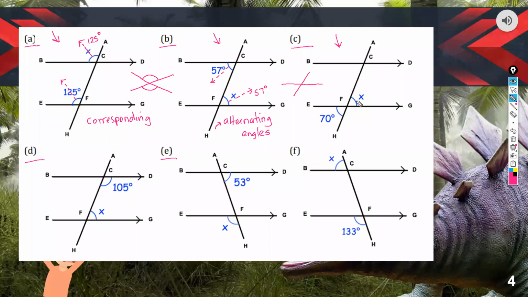Right. Look at the 70 and the X. The 70 is here and the X is on the other side. These two angles are on opposite sides of the X. So that means X is also 70 degrees. So this is a case of vertically opposite.